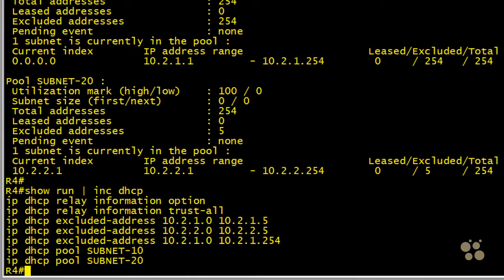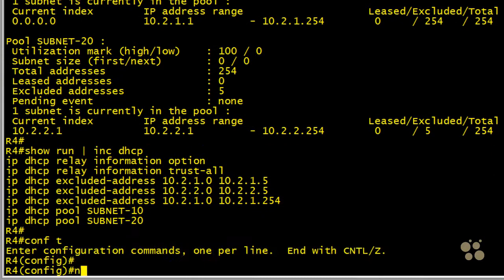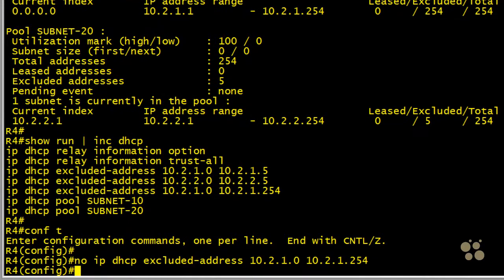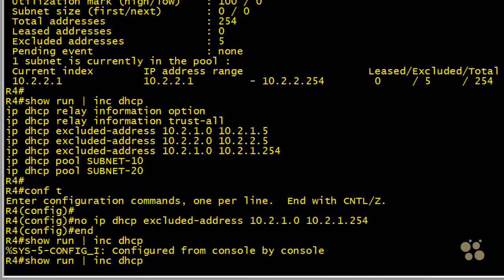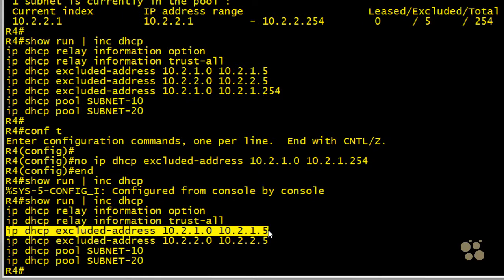So let's correct that. By going into global config, we'll say no ip dhcp excluded-address, range starting at 10.2.1.0 and ending at 10.2.1.254. And just for good measure, we're going to hit the up arrow key a couple times and do a show command just to verify that it took. And sure enough, it took. So we have the exclusion for 10.2.1.0 through 10.2.1.5, but it's not excluding .6, .7, etc., all the way up to the high end of .254.